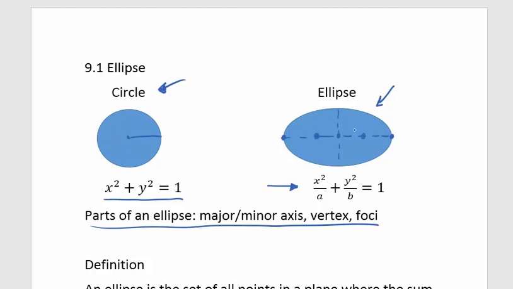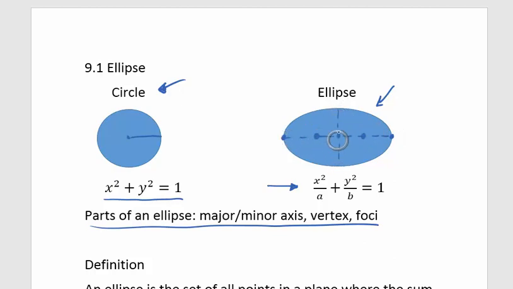Foci always lie on the major axis, and they're always equidistant from the center of our ellipse. Alright, I'm going to show you a way in this video how to find the actual locations of these foci. So those are the parts of the ellipse. Major, minor axis. Notice this can be shifted. Right now I have a minor axis going on the y-axis and a major axis going with the x-axis here. This can be shifted or stretched the other way.